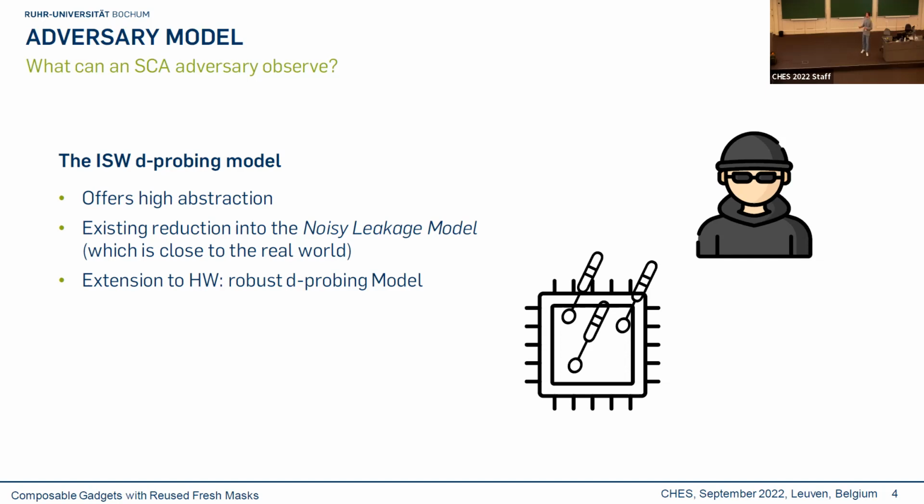Yeah, and for us, our gadget construction will at the end be secure in the glitch-extended robust probing model under the first security order. So we consider glitches occurring in hardware and d equals 1 here. So the adversary is able to place one probe onto a wire of the circuit.